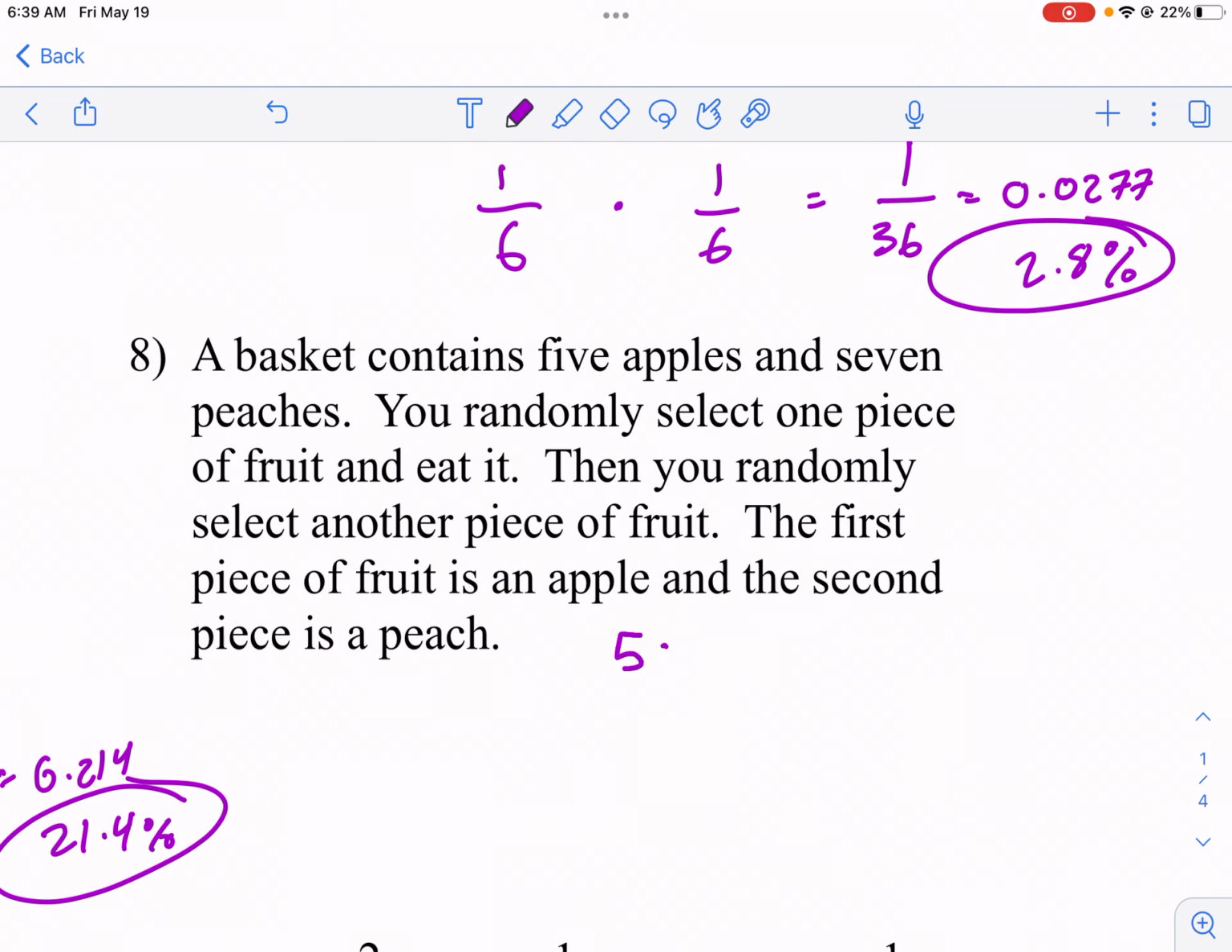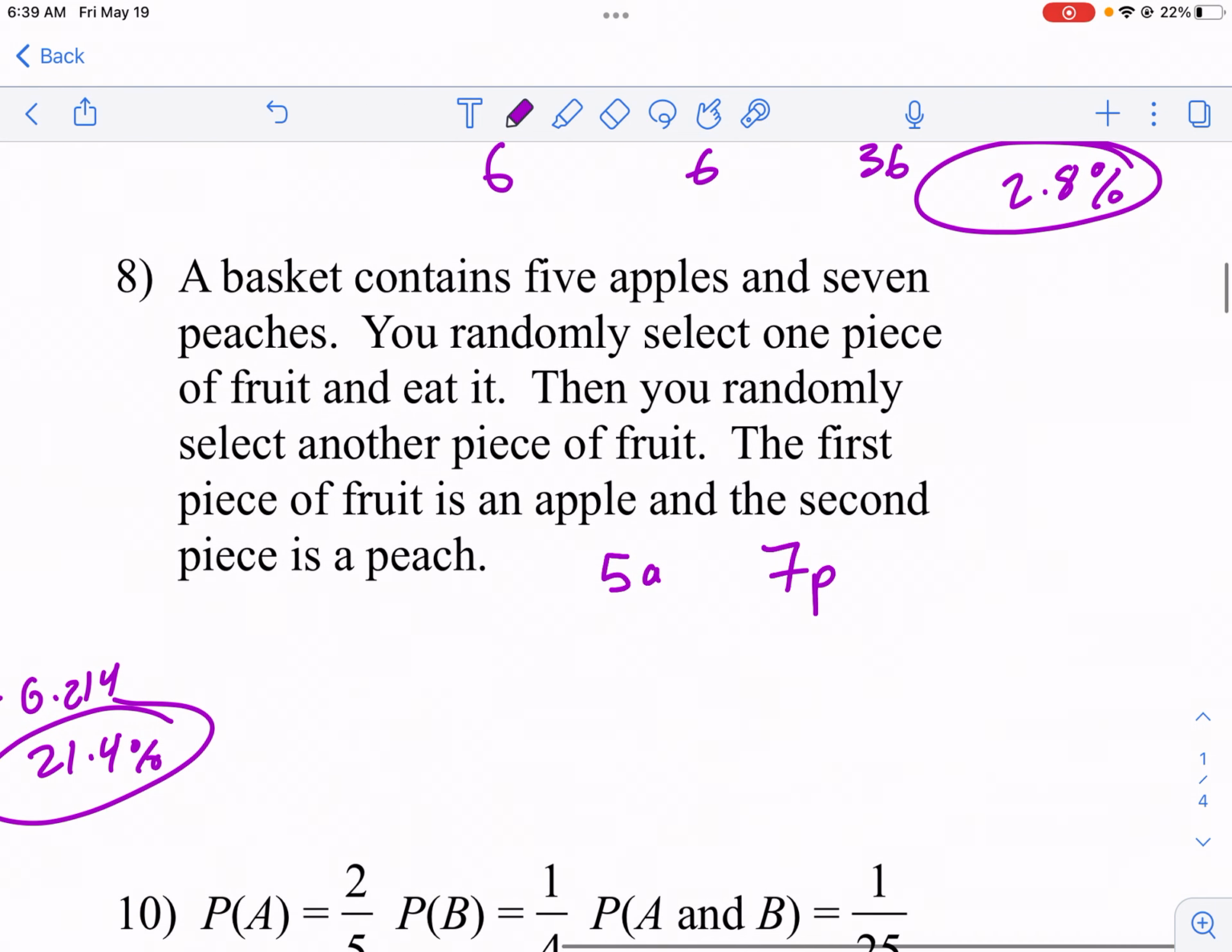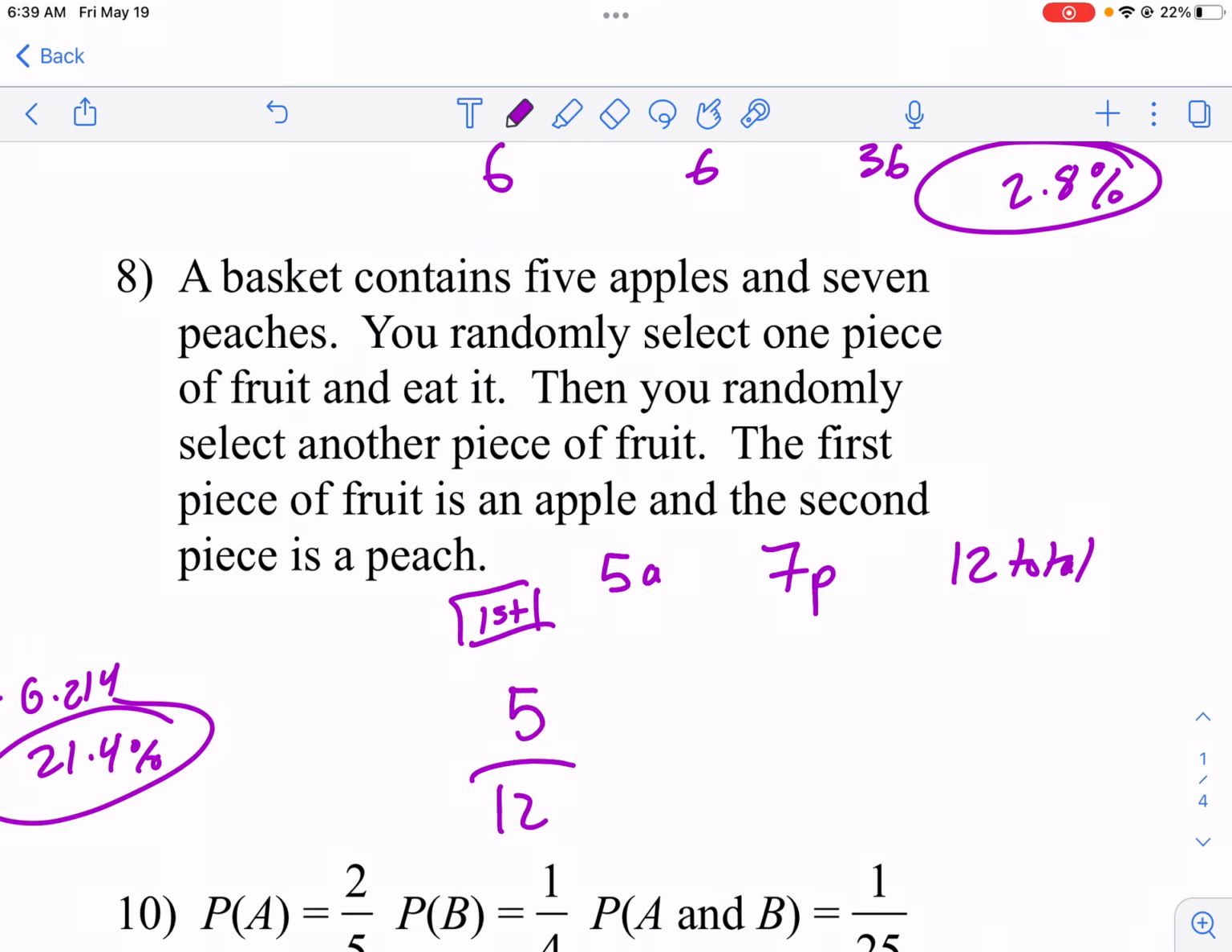A basket contains 5 apples, 7 peaches. Okay, so 5 apples, 7 peaches. You randomly select one piece of fruit and eat it. Then you randomly select another piece of fruit. Very similar to the previous problem. The first piece of fruit is an apple, and the second piece is a peach. So the first time we have 12 total, and out of it we want an apple first. So this is our first pick of fruit. So 5 apples out of 12.